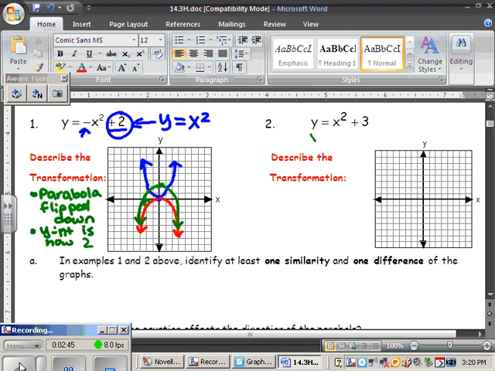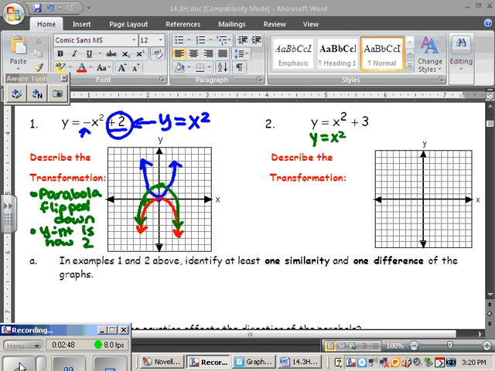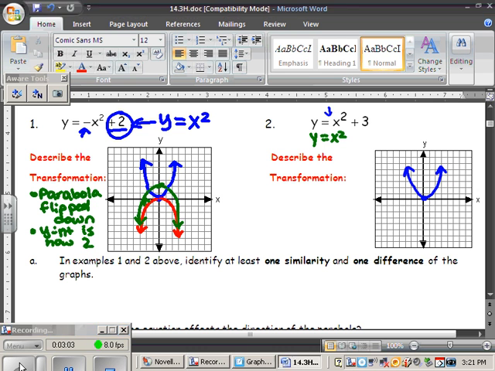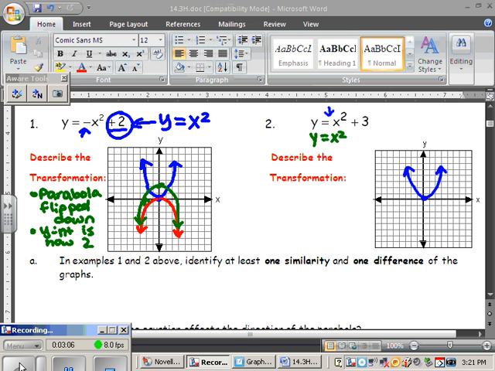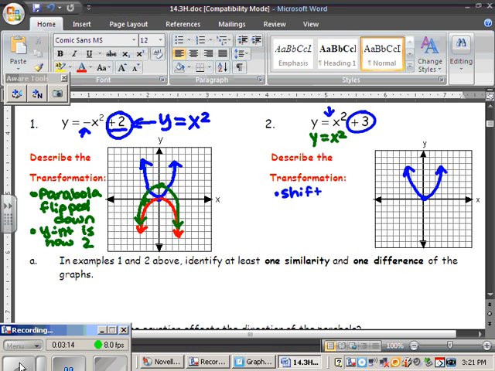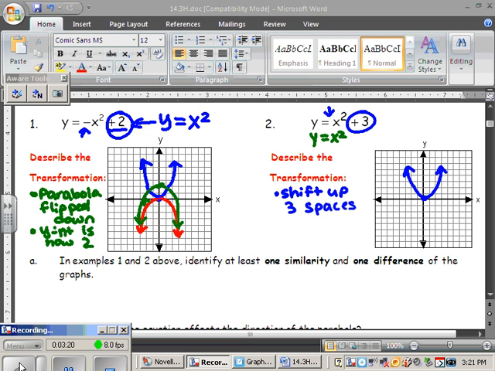In the second problem, going from y equals x squared to y equals x squared plus 3 is a simple transformation. So again, y equals x squared means the vertex is at the origin. Now, this one's not going to flip over because notice the a, or the number in front of x squared, is still positive. So all that's going to happen is we're going to change the y-intercept to 3. So in other words, this parabola is going to shift up 3 places. So the new parabola will now have a y-intercept of 3, and we'll now sketch what it would look like.